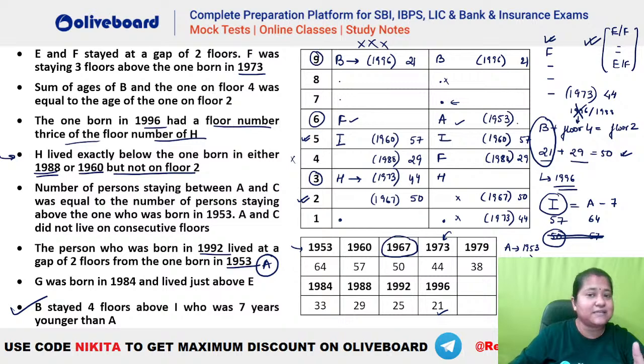I hope everybody is able to follow. So A is 1953, who is 64 years old, and he is at a gap of 2 persons from 1992. So 1, 2, H will be the person who is 1992. That means his age is how much? 1992 is 25 years old. So this person will be 25.